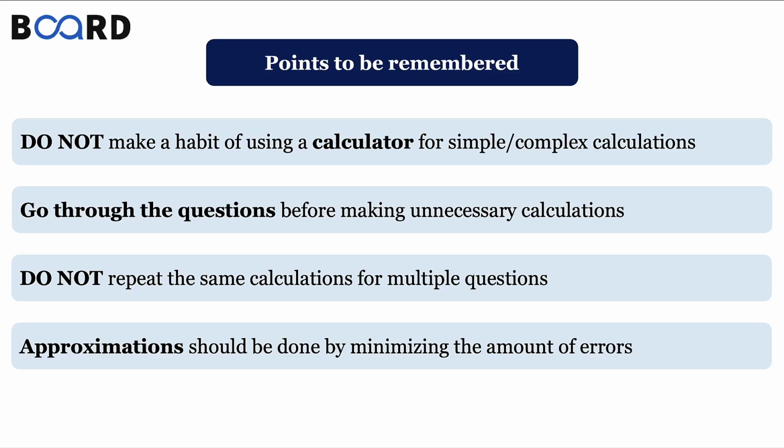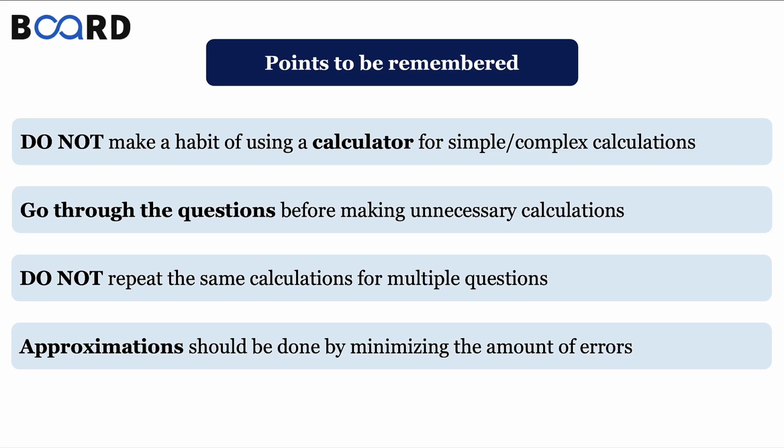Are the options far away from each other, so that we have the freedom to approximate accordingly, or are the options pretty close to each other? In that case, we cannot approximate much. We have to be very, very tight in our calculations. So all those criteria have to be taken into account before making any approximations.